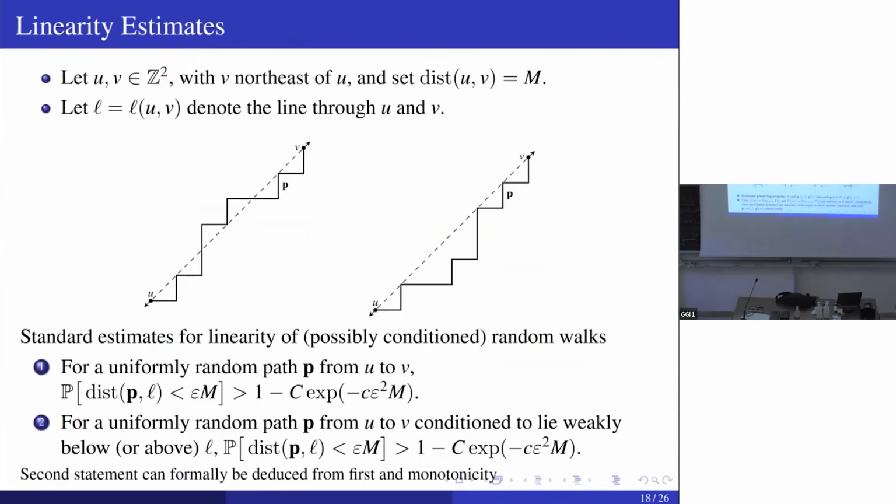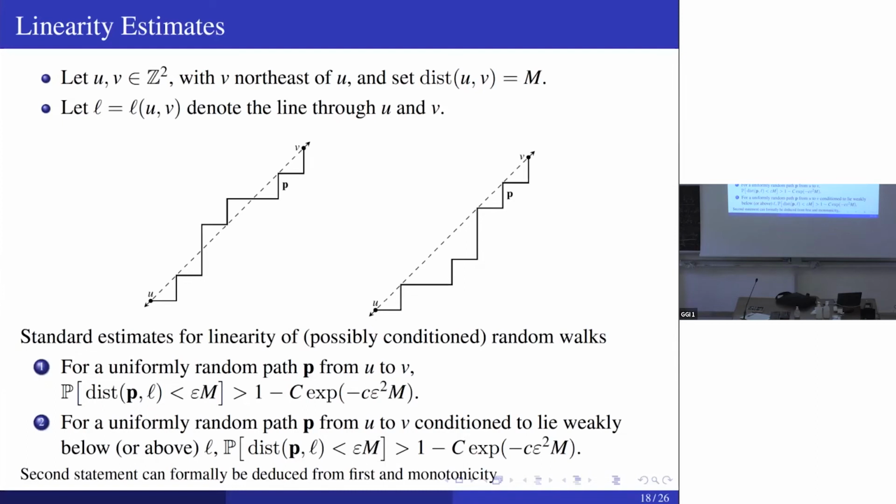So how does one use this to run the outline I was mentioning before? I'll need a few more or less trivial linearity estimates of random walks. These are just telling you that random walks are linear. We'll take two vertices U and V with V northeast of U, such as here. We'll let the distance between U and V be M, and we'll let L denote the line through U and V. These are just standard linearity estimates. A random walk conditioned to start at U and end at V is basically linear.